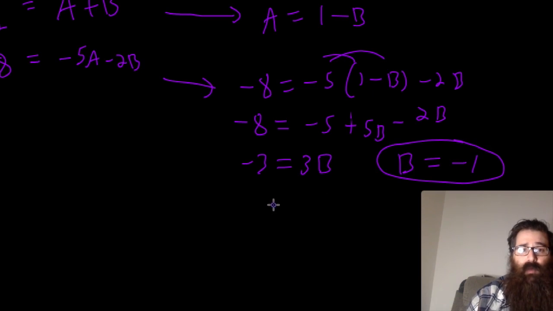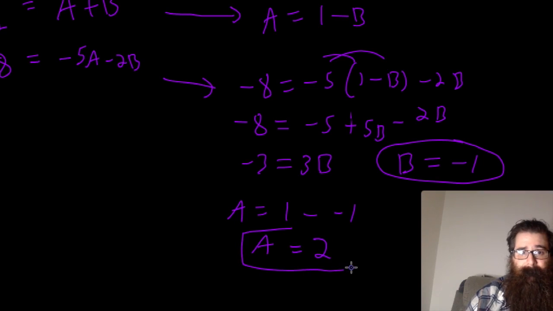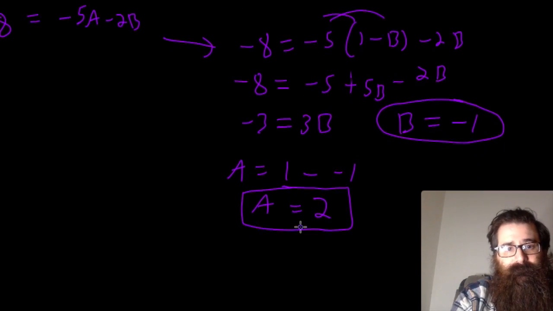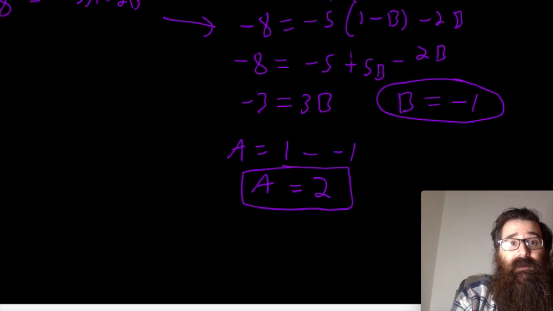And a is equal to 1 minus b. So a is equal to 1 minus negative 1. So that's 1 plus 1, so a is 2. So now I know b is negative 1 and a is 2. So this is important.